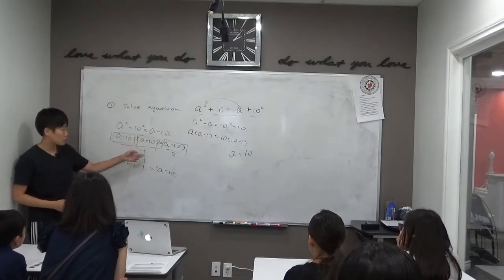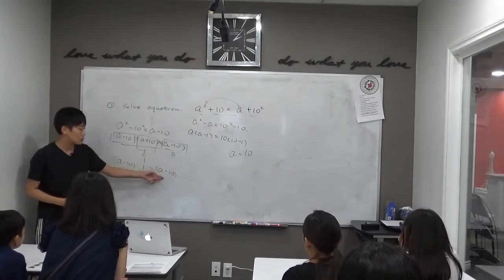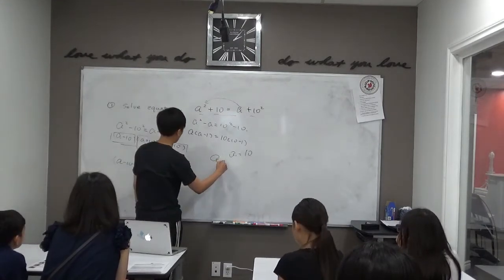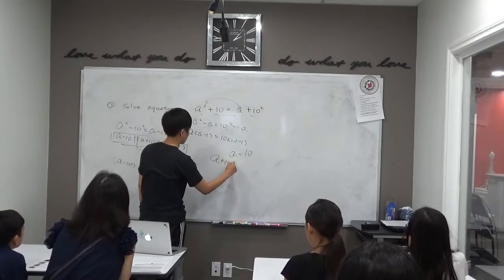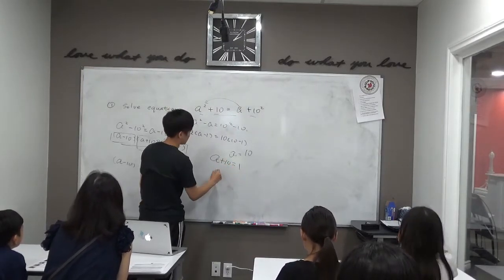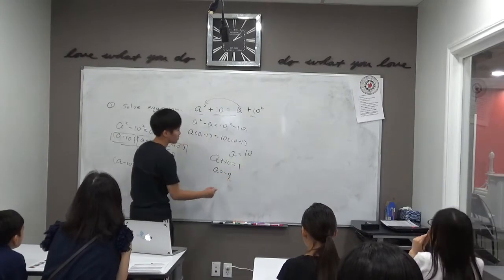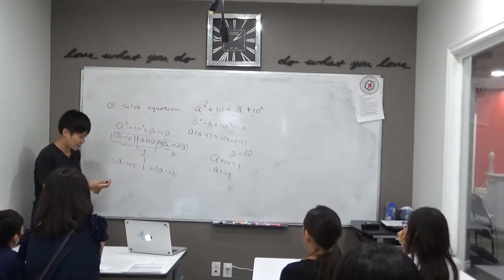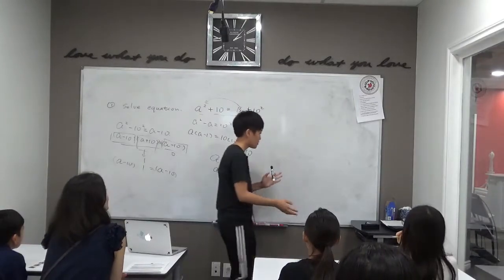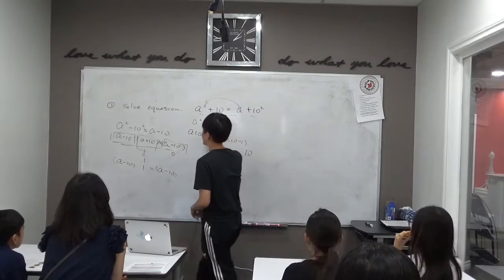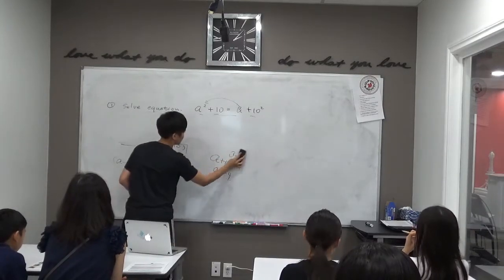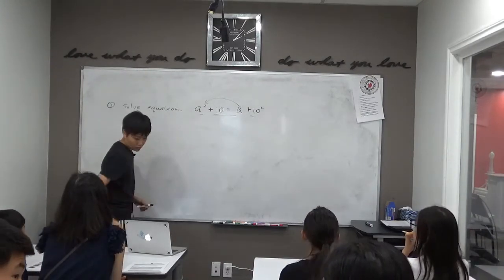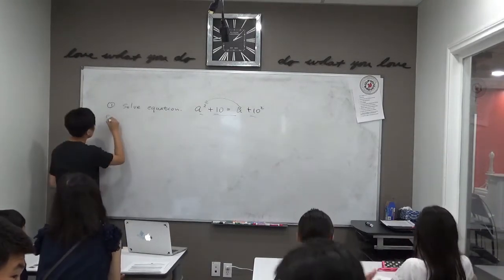If this part equals 1, this equation always holds, right? So the other solution will just be a plus 10 equals 1, which means a equals -9, right? That's the other solution, right? Yeah? Okay, so this is the easier one. So I'll give you a harder one. Okay, so the second one.